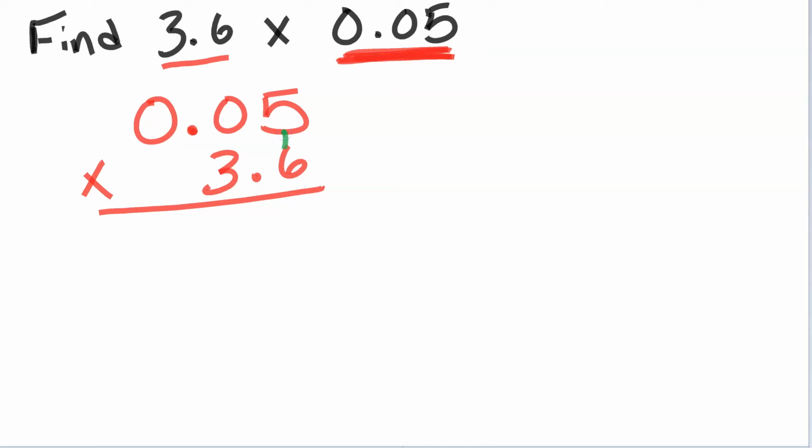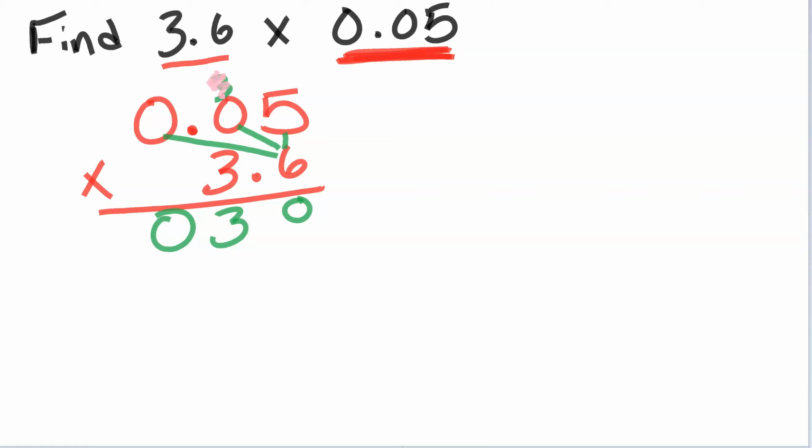So 6 times 5, 30. 6 times 0 is 0, but you got a 3, so it's 3. 6 times 0 is 0. Now, a lot of students ask me, why do I even bother putting the 0 here? I think it's very important, especially when you're doing decimals. You'll see when we carry it over, it'll make more sense if you have a 0 there. And you'll see what I mean in a minute.